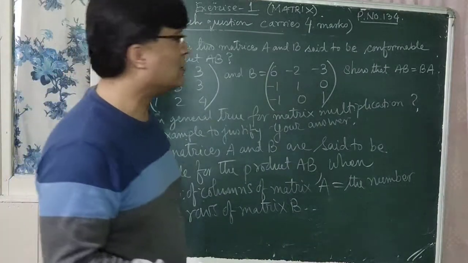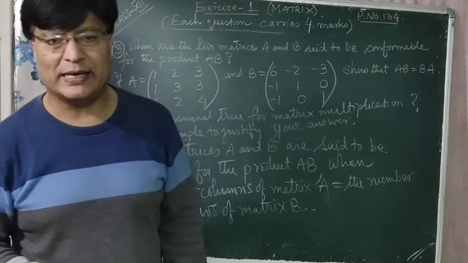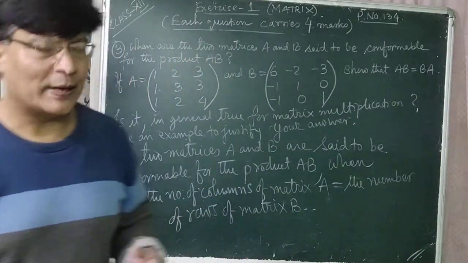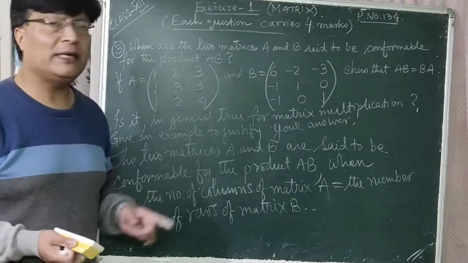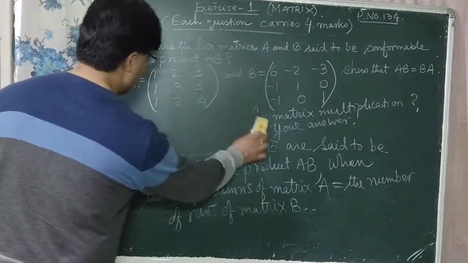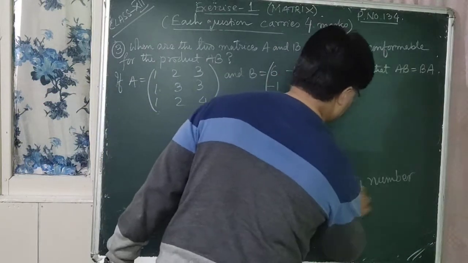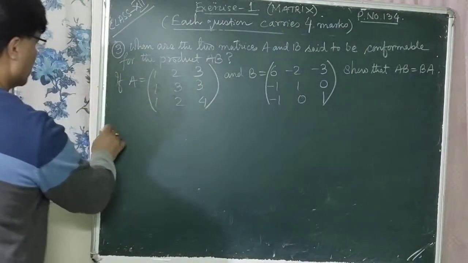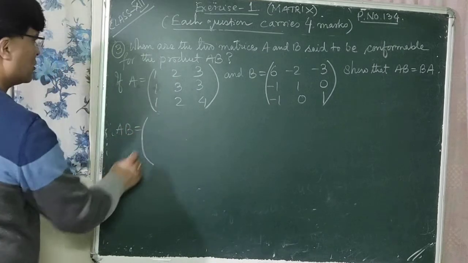You have to give an example to justify your answer. Actually, in general, AB is not equal to BA. So you have to give an example to prove that in general AB is not equal to BA. Okay. So let us find out AB first. So therefore, AB is equal to, what is A out here?